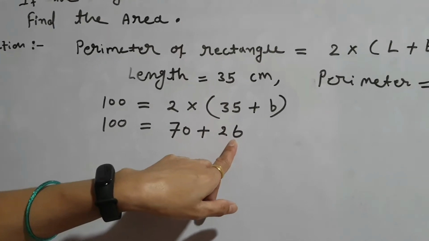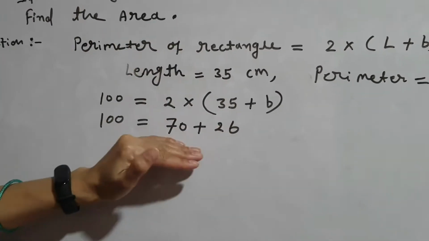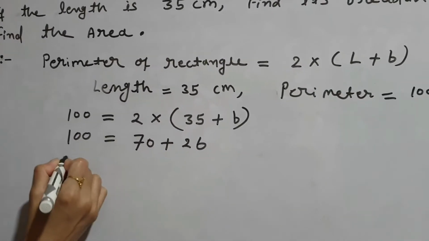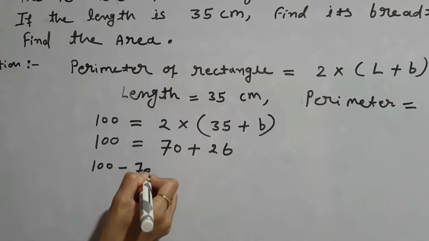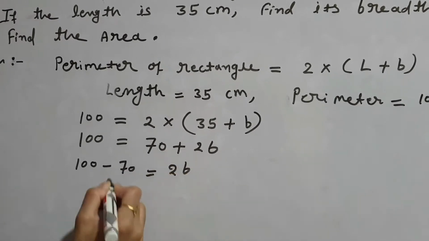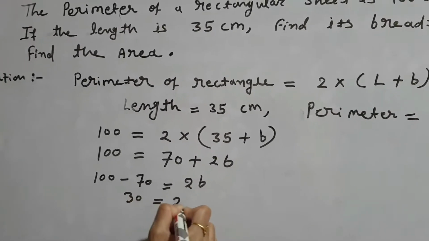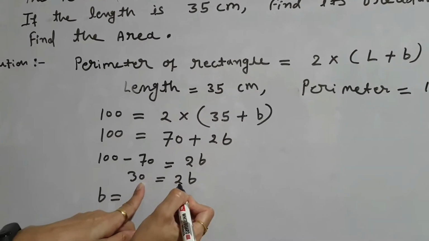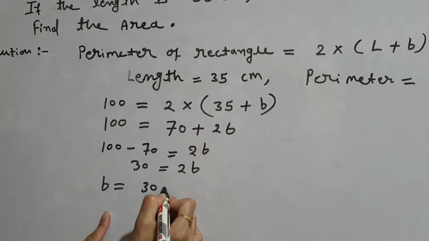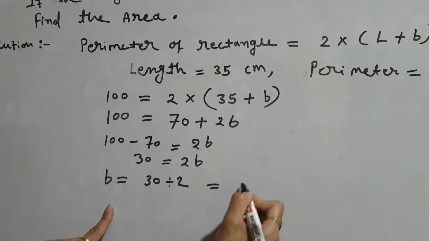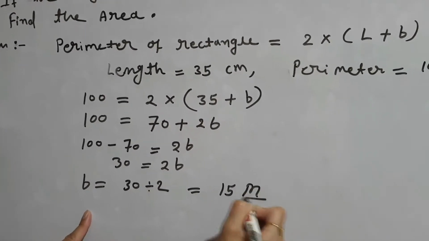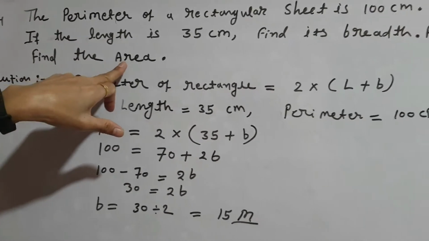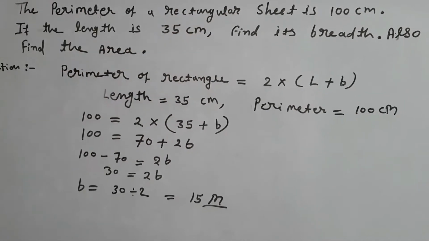Now here we have to find the b value. Then we transpose the 70 to the left side. So 100 minus 70 equals 2b. Now it is 30 equals 2b. So b equals, now we divide both sides by 2, so 30 divided by 2. It will be 15 meter. This is the breadth. Now we have to find out the area of this rectangular sheet also.